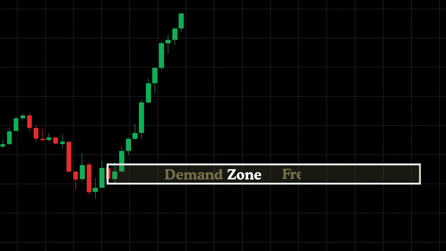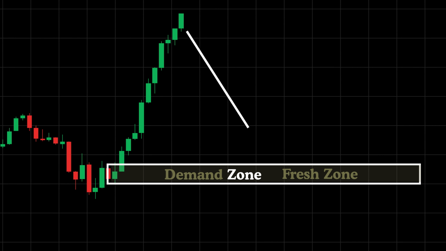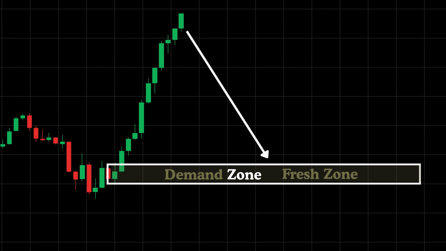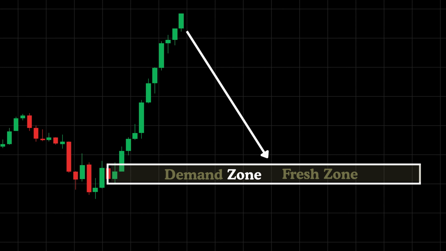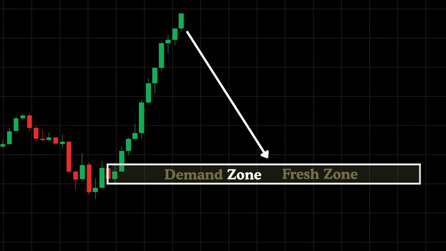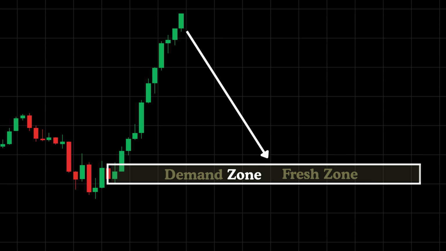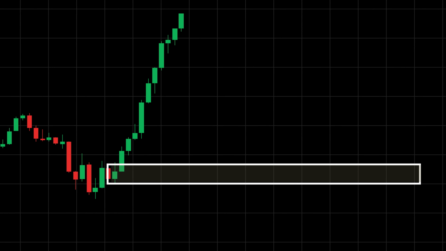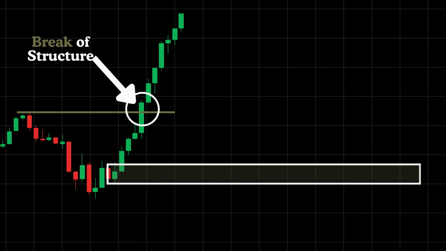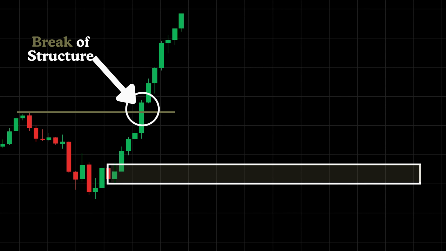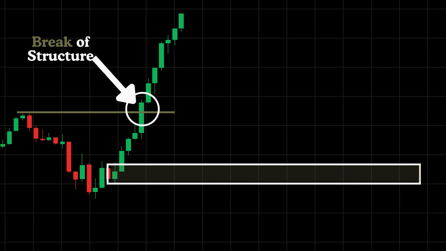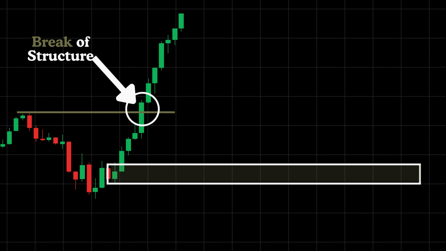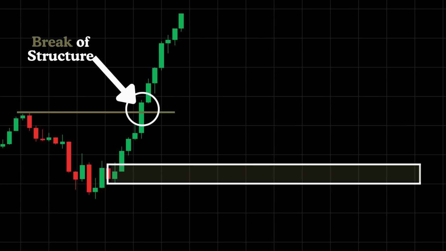Next, freshness. Has this zone been tested before? No, it's completely untouched. As we've covered, the first touch is usually the most explosive. Once a zone is retested, its strength diminishes and the chances of a clean bounce decline. Now, let's examine the structure. Did price break a significant level? Absolutely. It pushed above a previous resistance and formed new highs. That's not random. That's smart money engineering a breakout, trapping late sellers, and collecting liquidity.